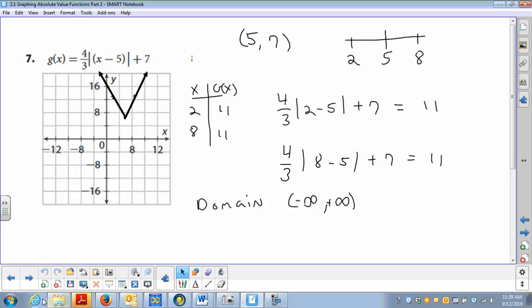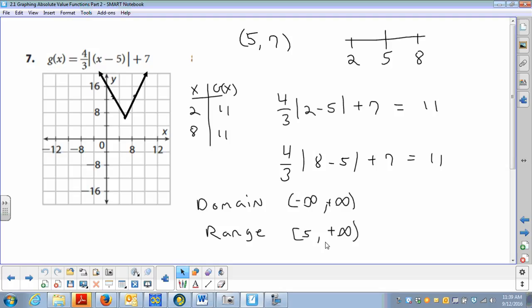Now my y value is going to go as low as positive 7, but high up is infinity. And that's the domain and range.